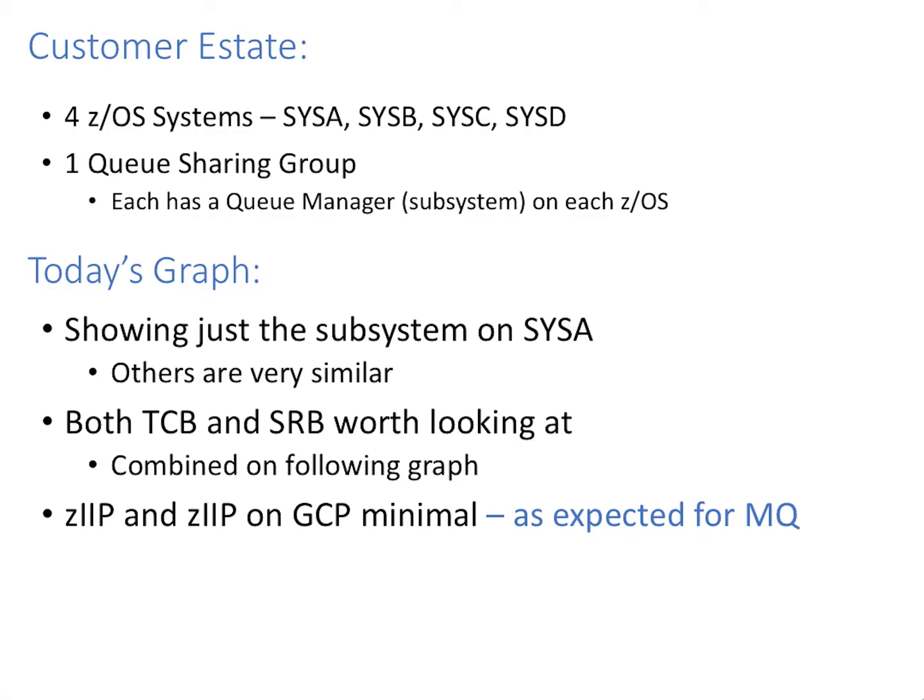And part of the point of this series is actually to show you what to expect from different kinds of middleware. Indeed, the whole Screencast series is all about what you might expect to see when you look at data. Now, in this case, because it's MQ, zIIP and GCP CPU is minimal. I'll say it again. zIIP on GCP CPU is minimal because there isn't any zIIP exploitation to speak of in MQ.